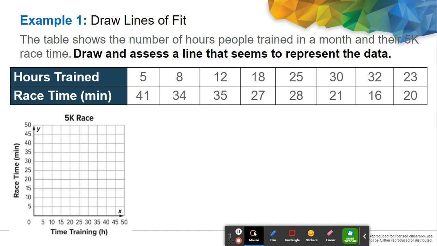As you know, as we represent data on a scatter plot, we just treat them like a point. So we're going to plot our points as an ordered pair. We first have 5 and 41. So this is our 5, and the point is 41, so it's somewhere here. 8 and 34 is somewhere here. 12 and 35, so maybe it's here. Okay, 18 and 27 is somewhere here.